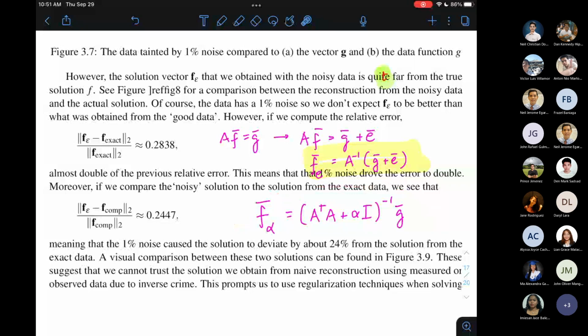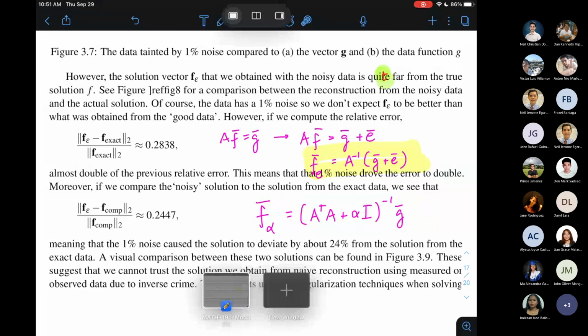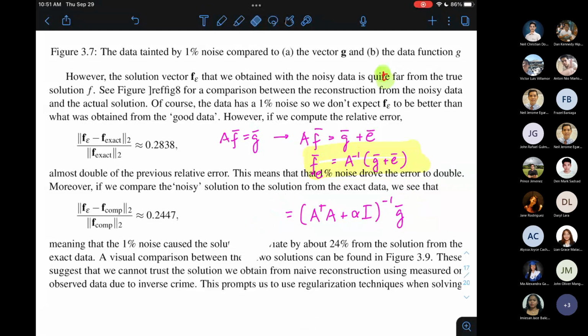And that would be our solution dun sa pagiging sensitive ng ating problem doon sa noise in the data. Okay? Pero we'll do this later, probably in the second half of the course, after maging familiar tayo sa discretization ng mga continuous inverse problems. Okay?